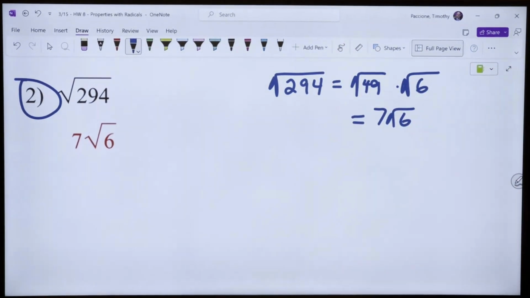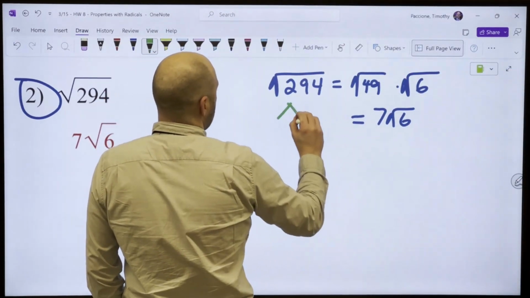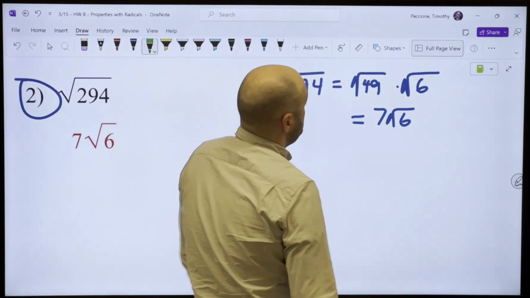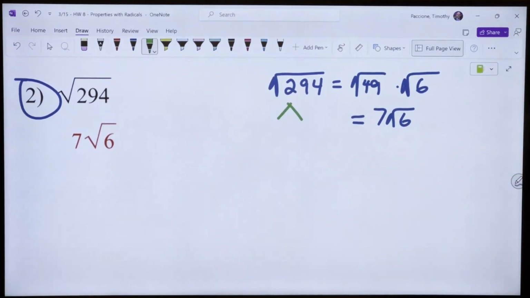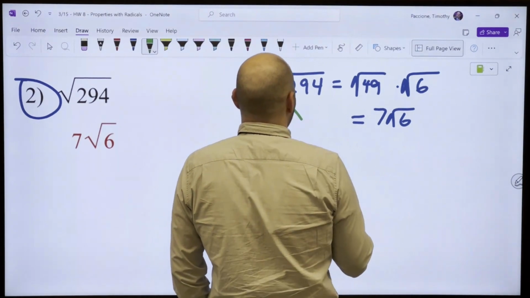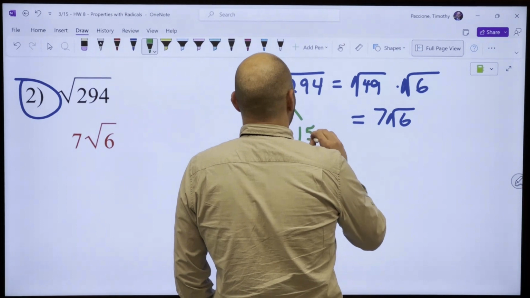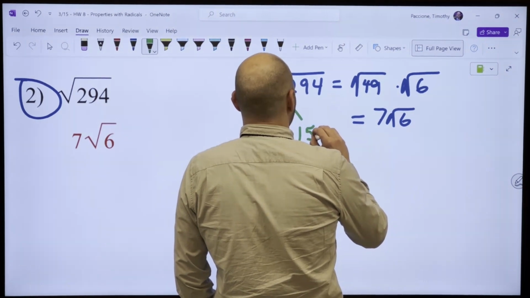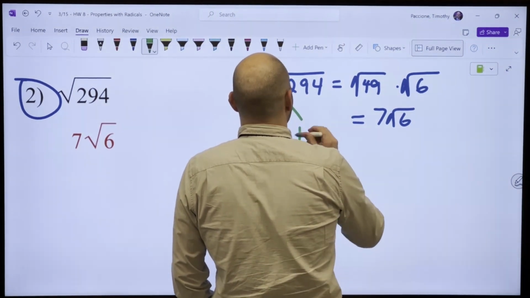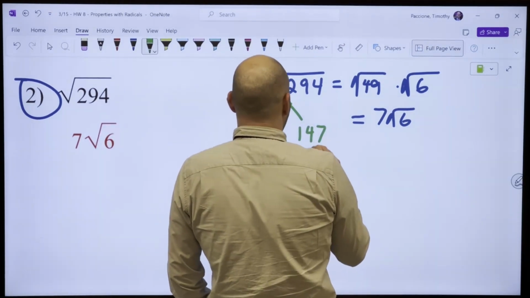Now, maybe you don't want to just try to find perfect squares. Maybe that seems like it would take too long to just guess perfect squares. Well, in that case, you would break down 294. And you'd ask yourself, well, what goes into 294? We can start with 2. So if I do 294 divided by 2, what do I get? 147. Okay, 2's not breaking down anymore.